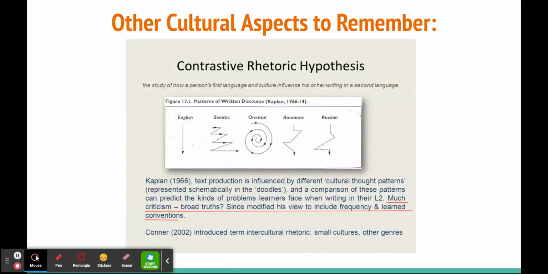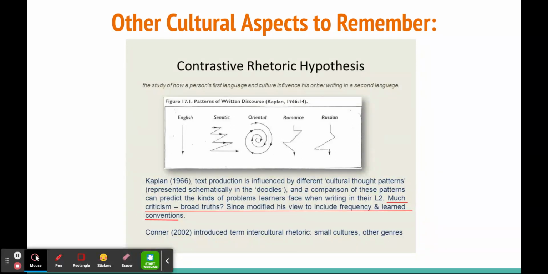So, another theory, we love our theories. This is a hypothesis, actually. This professor, this is very old. As you can see, it has some outdated language, like they're calling Asian "Oriental," and we don't use that so much anymore. And so, this contrastive rhetoric hypothesis was the idea that the person's first language and culture influence how you write, right?